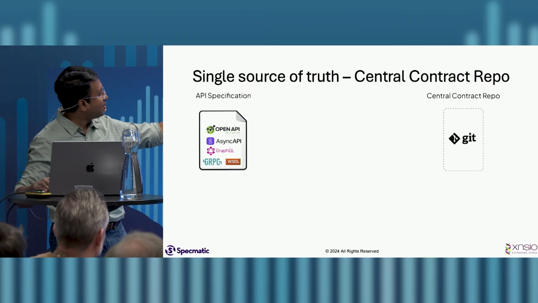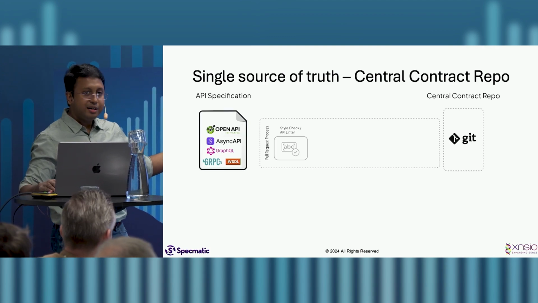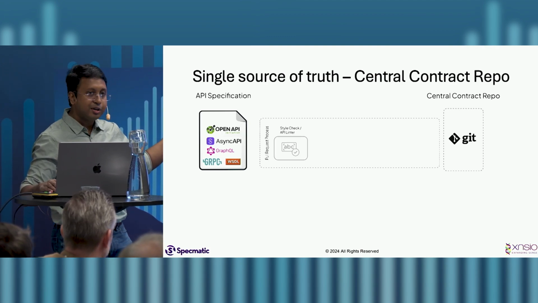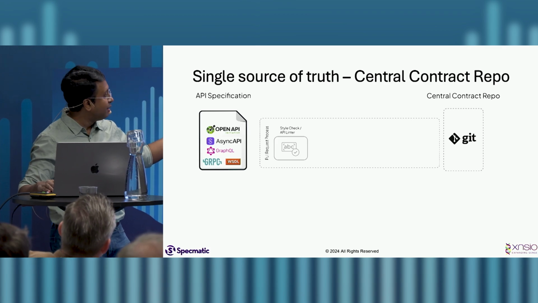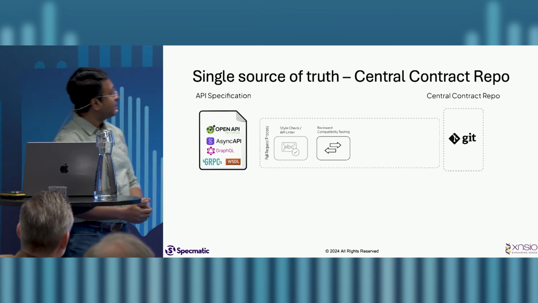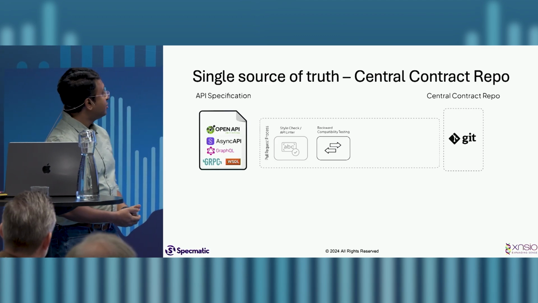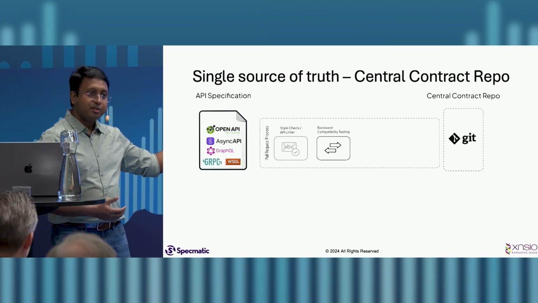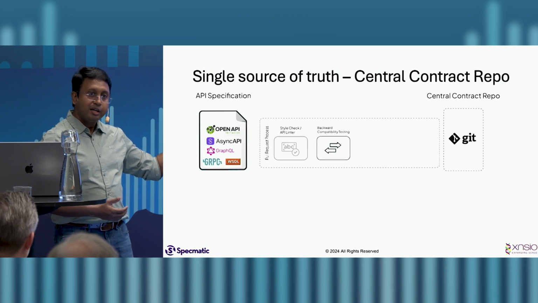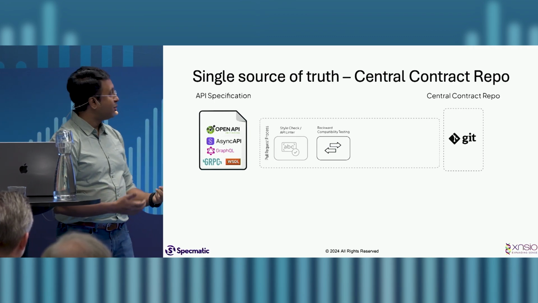A central contract repo. You go through a regular pull request process. You get your linting. Most of you are familiar with that, with Vacuum or Spectral, your tool of your choice. Next comes the backward compatibility testing. This is really important because when you have an API specification, I want to figure out if I'm making any backward breaking changes as part of my design phase, right? How can I do that?